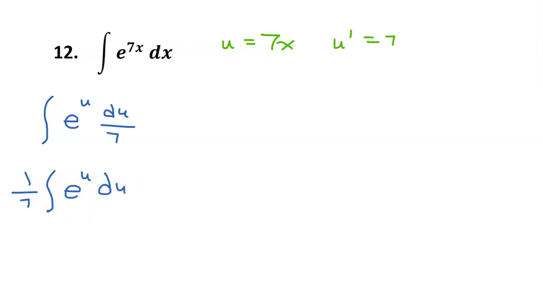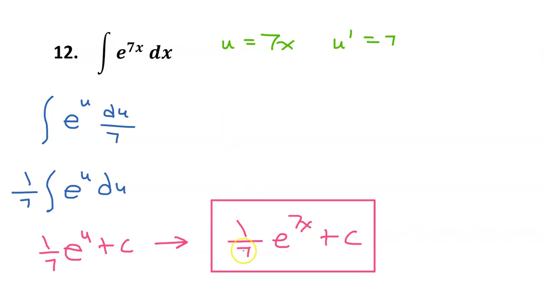This is a memorized rule. The integral of e to the u is e to the u plus c. So just don't forget the 1/7 that's in the front. Putting 7x back in for u, we have 1 over 7 e to the 7x plus c. And this is the final answer.